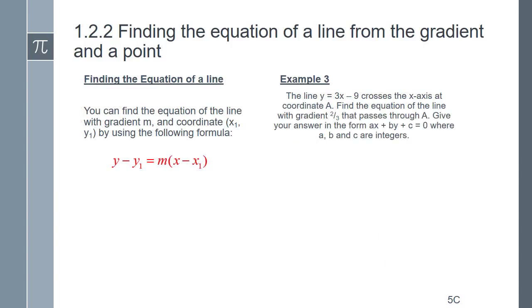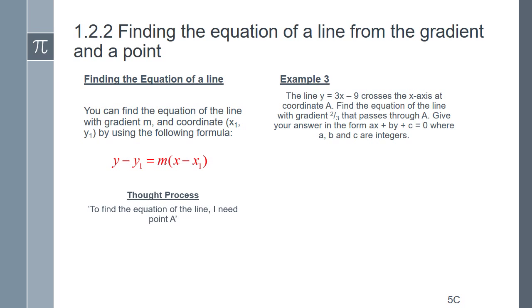The line y equals 3x minus 9 crosses the x-axis at coordinate A. Find the equation of the line with a gradient 2/3 that passes through A. Give your answer in the form ax plus by plus c equals 0, where a, b and c are integers. There's a bit more going on in this question. Let's read it carefully.